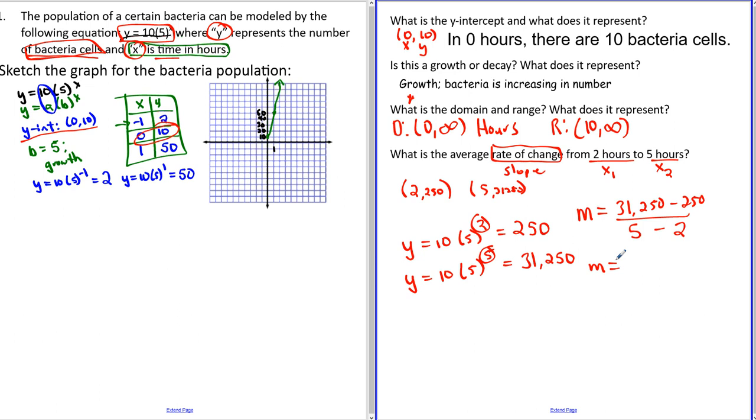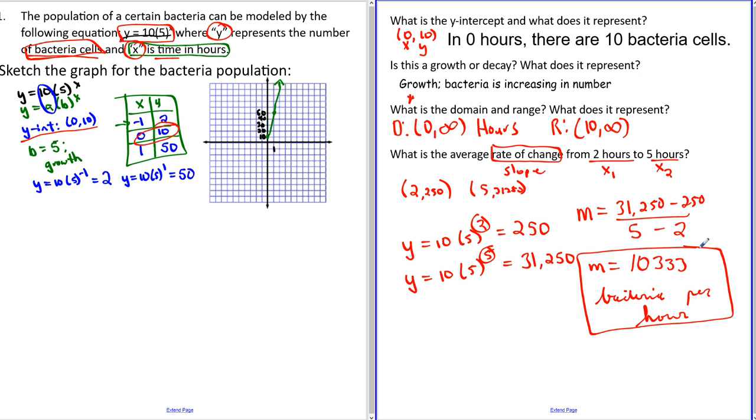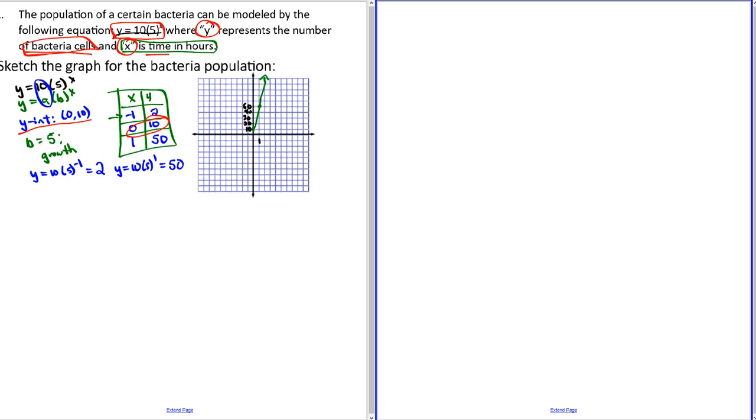31,250 minus 250. And then on bottom, 5 minus 2. Have it computed. It's going to be a fraction still, but let's convert that because we want the rate of change. And it's going to be 10,333. We're going to round to the nearest bacteria. I'm not going to have a 0.3 of a bacteria. And this is bacteria per hour because it's a rate of change problem. There you go. Let's move on to the next scenario.